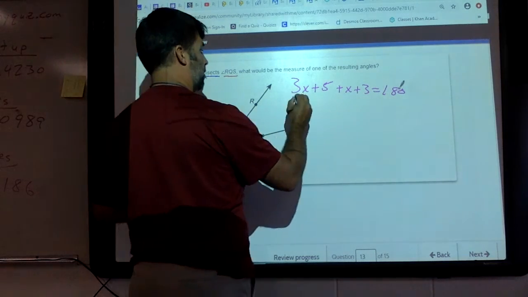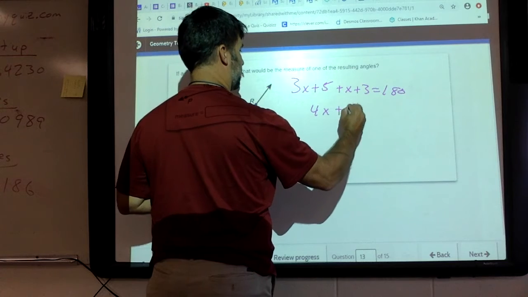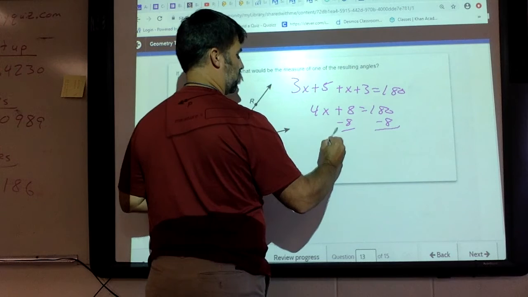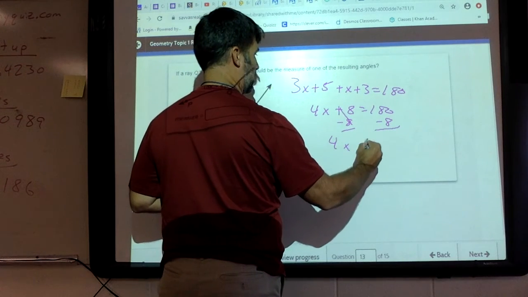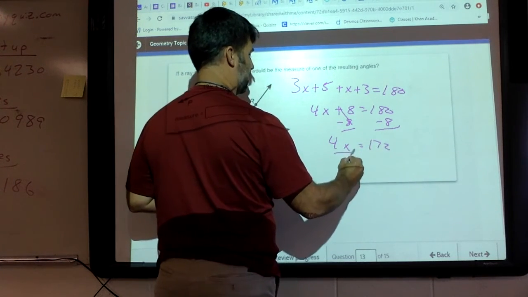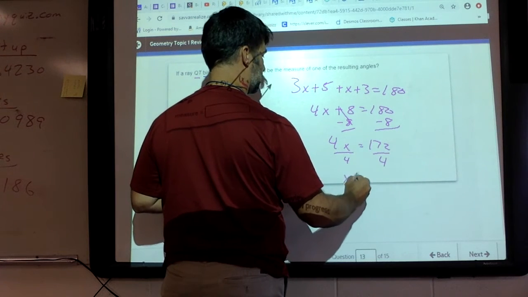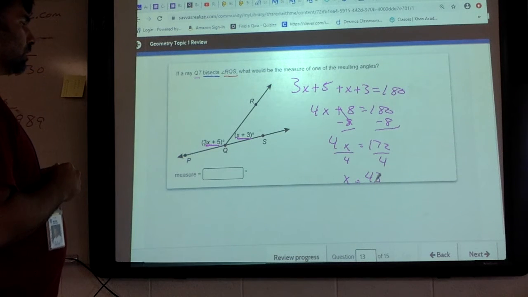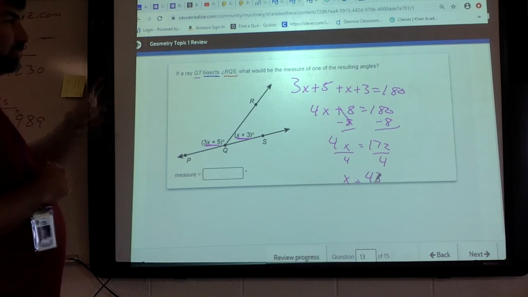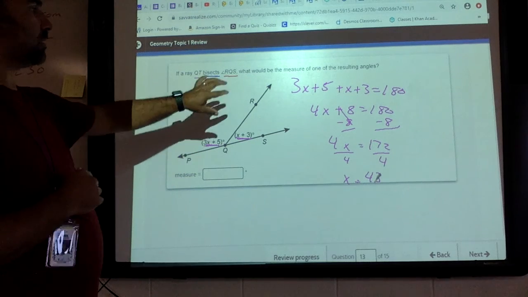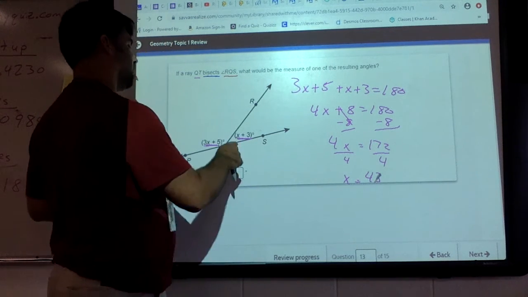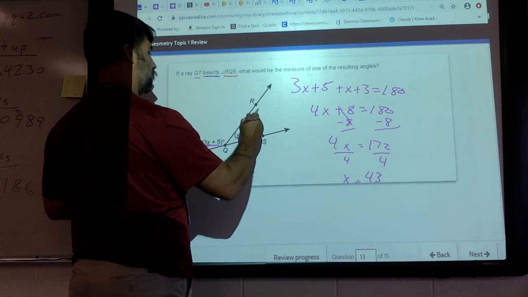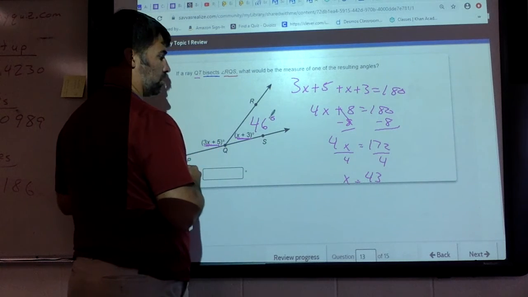So I'm going to solve this real quick. That's 4x plus 8. That was 8. 172. So if I divide by 4, I get 43. All right, so it doesn't want to know what x is. Again, pay attention to the question. It says, what's the measure of one of the resulting angles? Well, if I put 43 in for x here, this whole angle is 46 degrees.